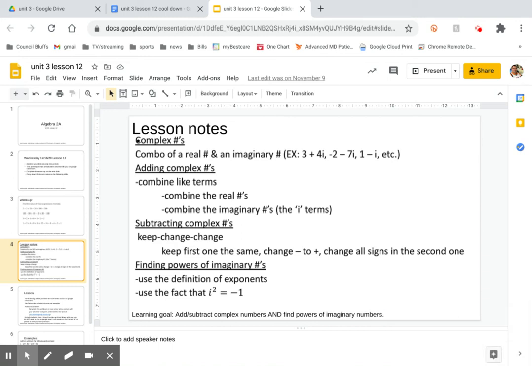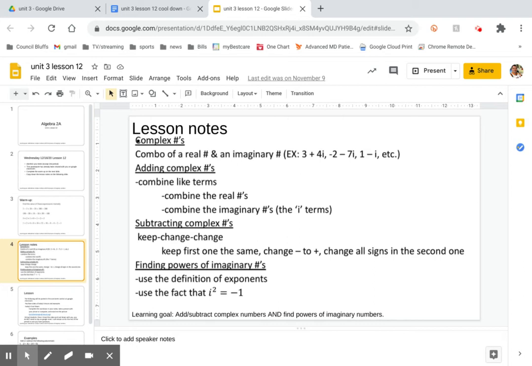All right, we're up to lesson 12 of Unit 3. We're going to go more into this concept of imaginary numbers and complex numbers that we talked about yesterday. Remember, imaginary numbers are based around the idea that the square root of -1 is equal to i, different from our traditional real number system.